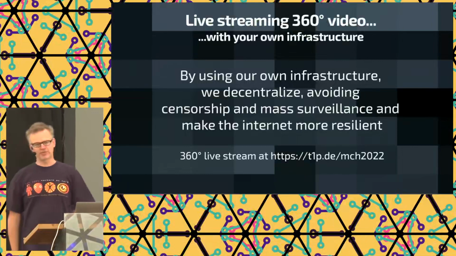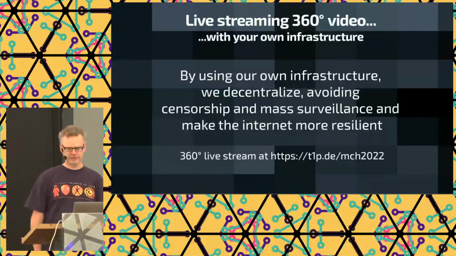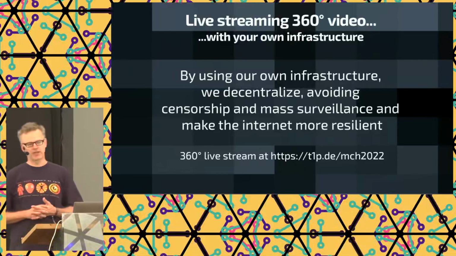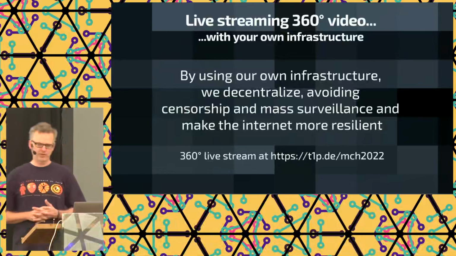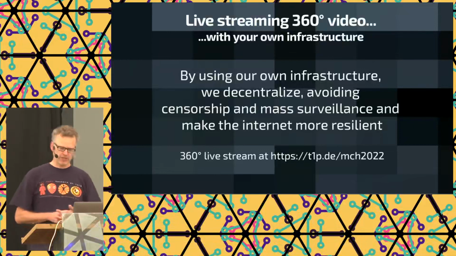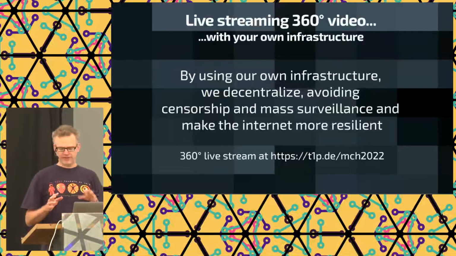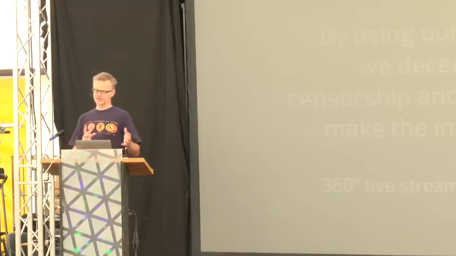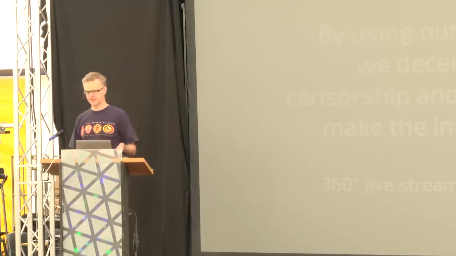But I think it's important to do it with your own infrastructure for the usual reasons. No one is tracking who's watching what, and by using free software, you're making sure that there are no backdoors, no surveillance. And if everyone hosts his own stream, it's decentralized, and if one stream fails, then not everything is down, as we've seen with the large outages of AWS and so on.